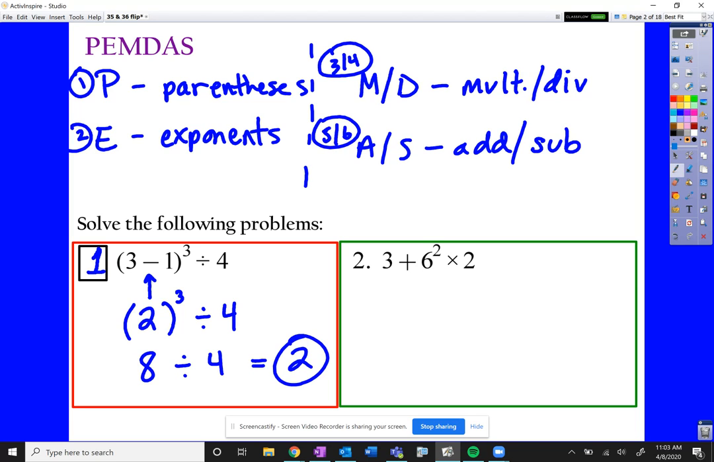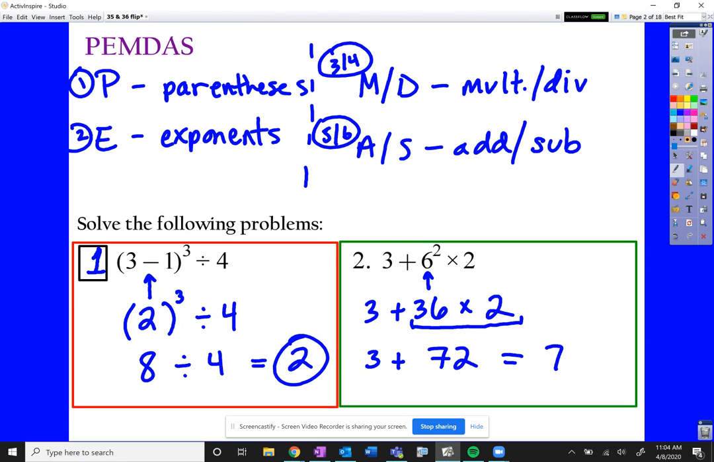All right, let's go to the second one. 3 plus 6 to the second power times 2, or 3 plus 6 squared times 2. Well, we got to do exponents first, because there's no parentheses. So 6 squared is 36. 3 plus 36 times 2. And then we have to do either multiplication or division. So 36 times 2 is 72, plus 3 gives us, boom, 75. All right, so a little order of operations. This is going to be important when we're doing surface area, as to which we got to do first.